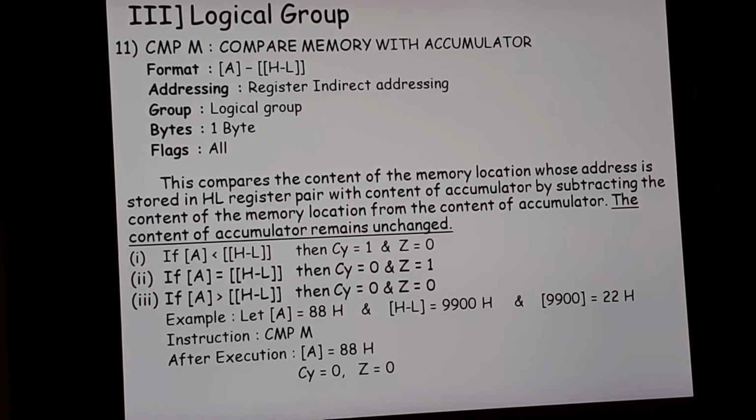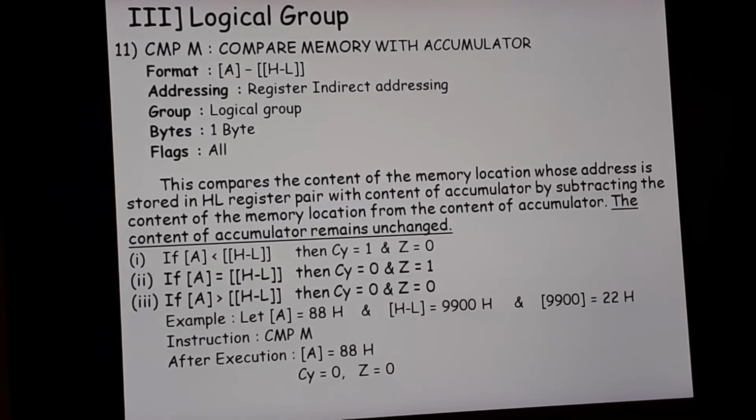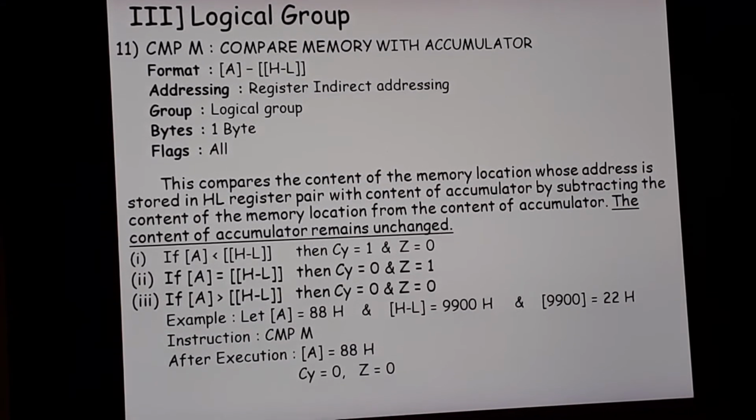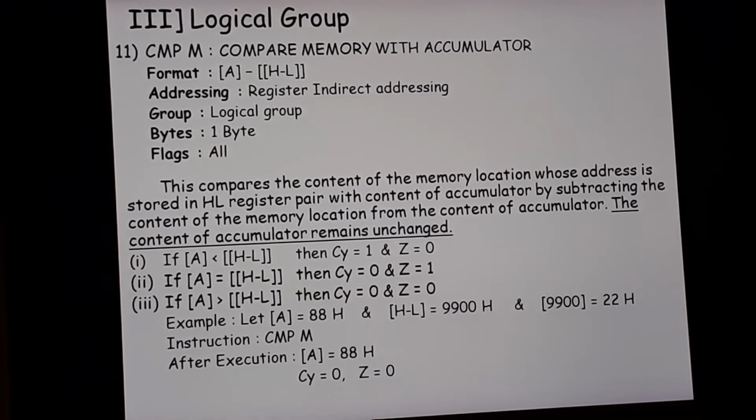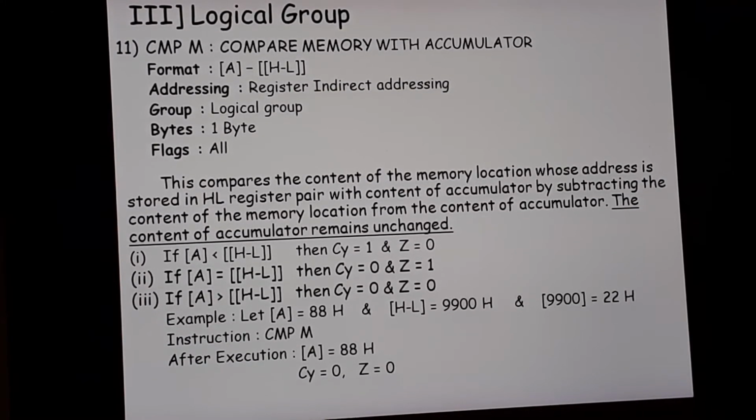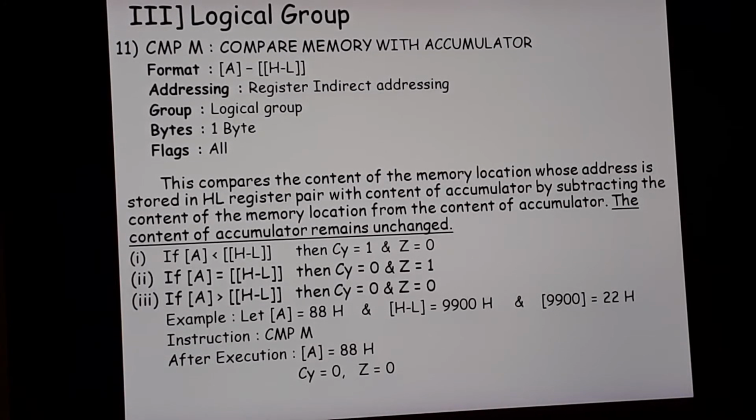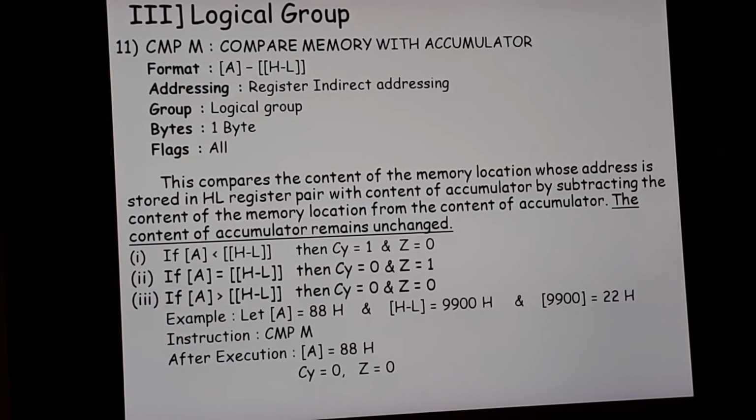So number 11 from the logical group is CPI M, which stands for compare the memory with the accumulator. The format is A minus HL. Whenever you are comparing, always write it in the format of subtraction, minus. Addressing mode is register indirect. Why? Because there is M present in the instruction. Group will be logical group. Bytes will be 1 byte.